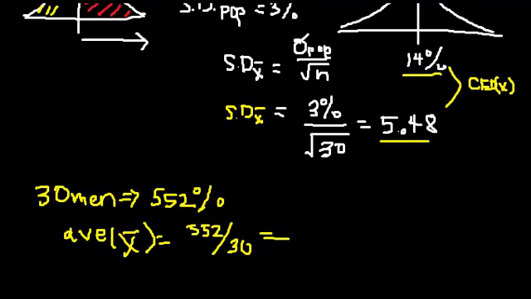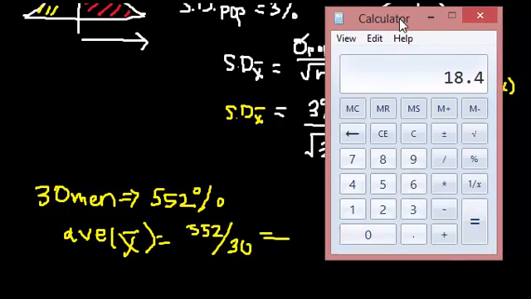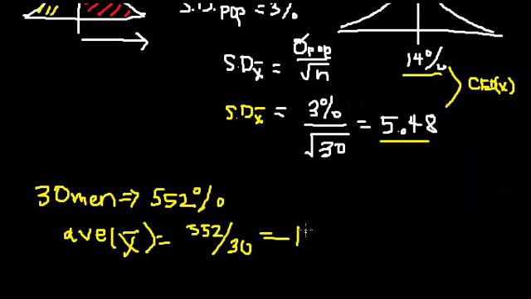So let me grab my calculator and see what the value is. Let's type it down. That's 552 divided by 30. So the average is 18.4%. Let's write that down. This is the statistic we wanted.